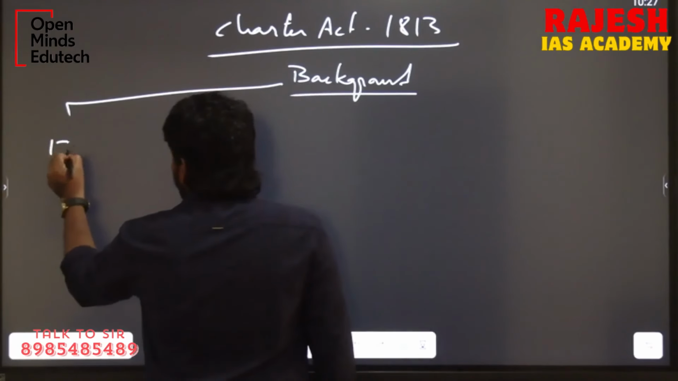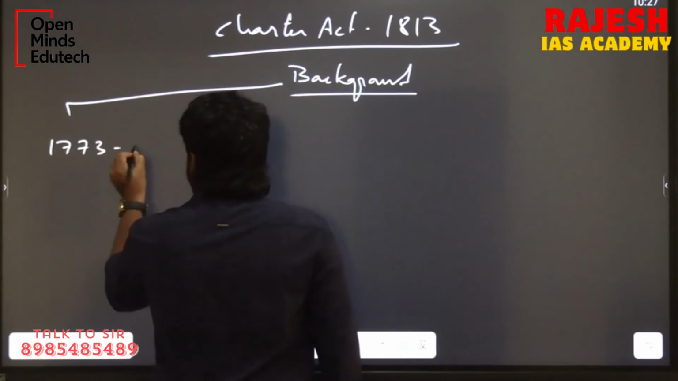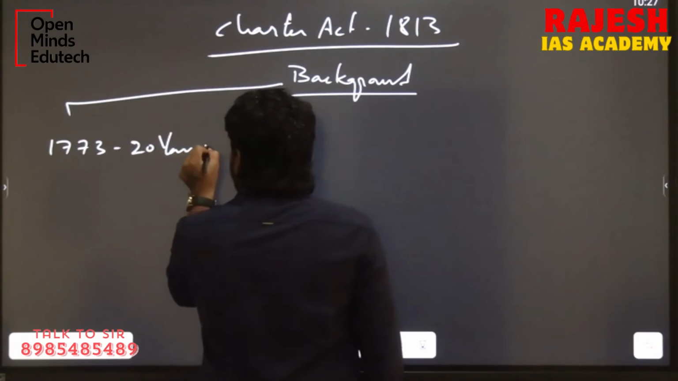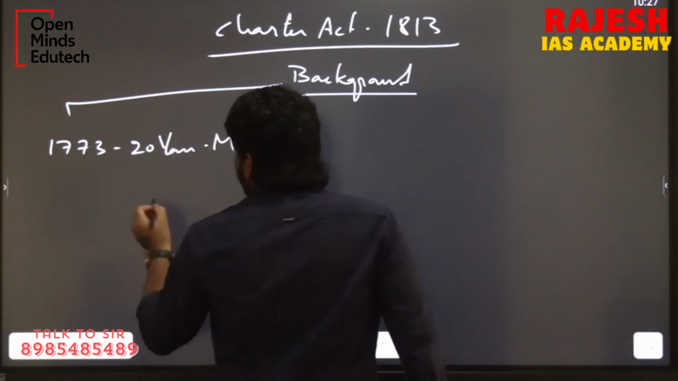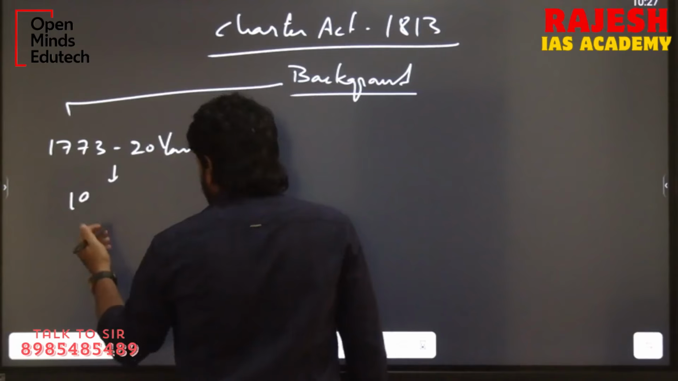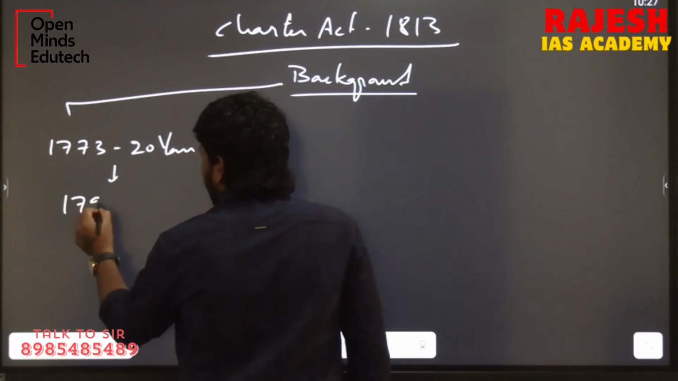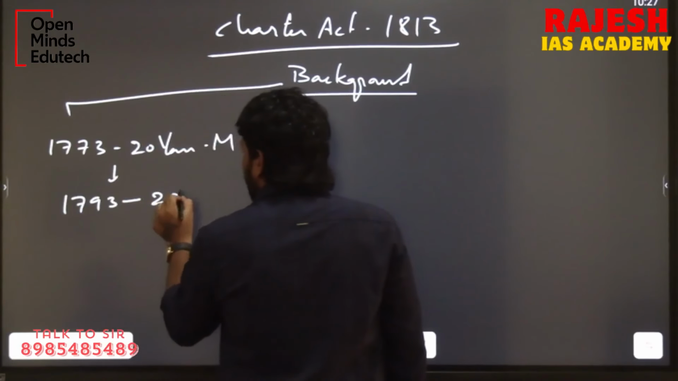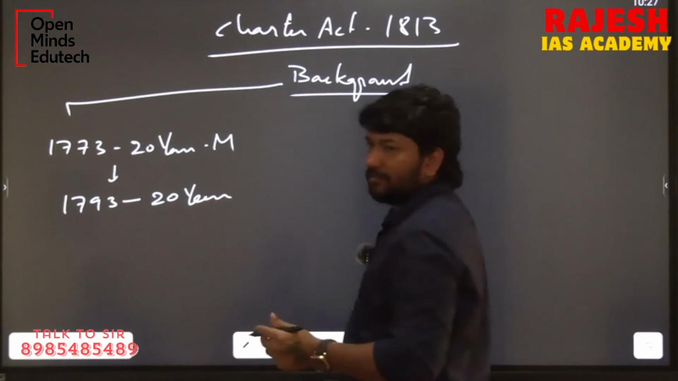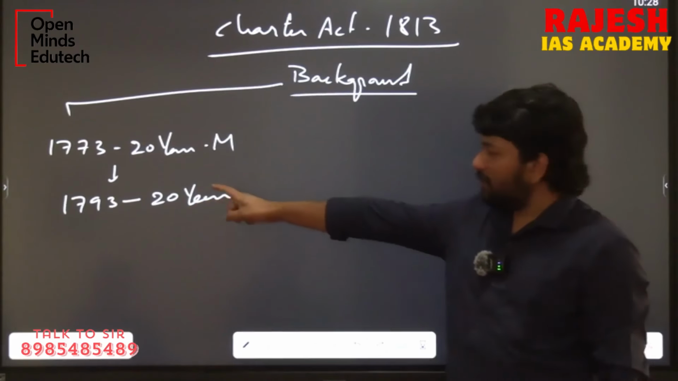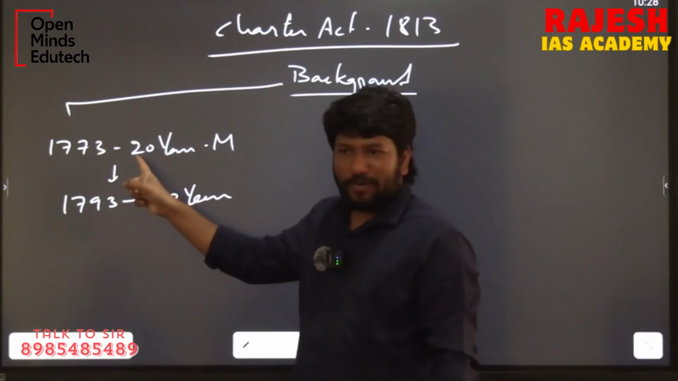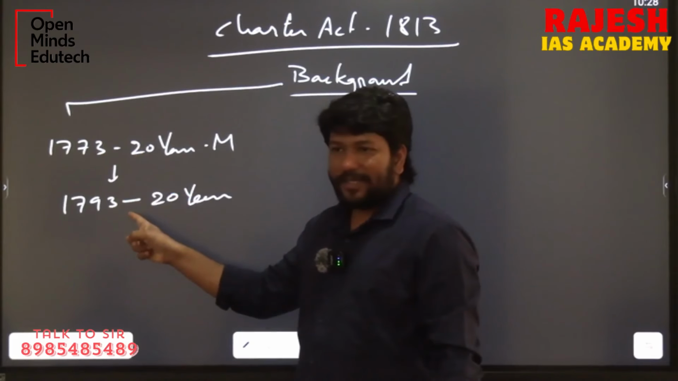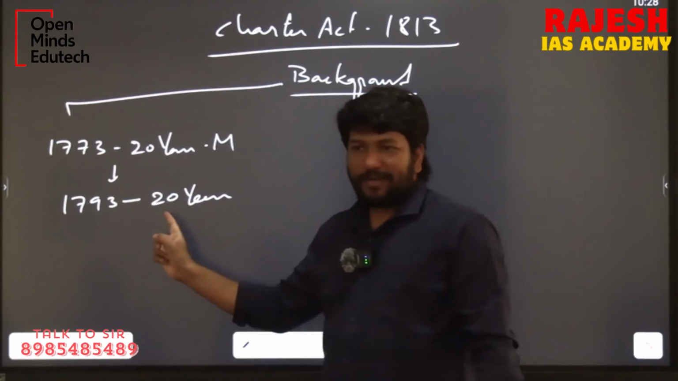See, in the 1773 Regulating Act, 20 years of monopoly was given. It was completed in 1793. Again in that act, another 20 years was given. Got it right? So in 1773, 20 years of monopoly was given, and again in 1793, another 20 years.